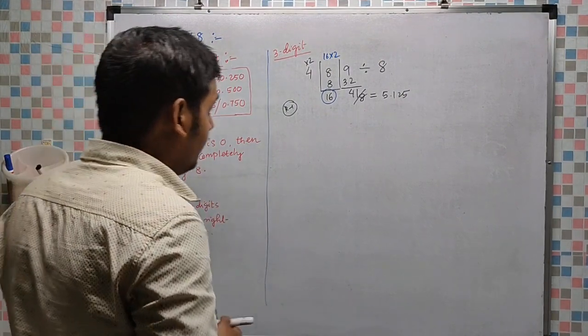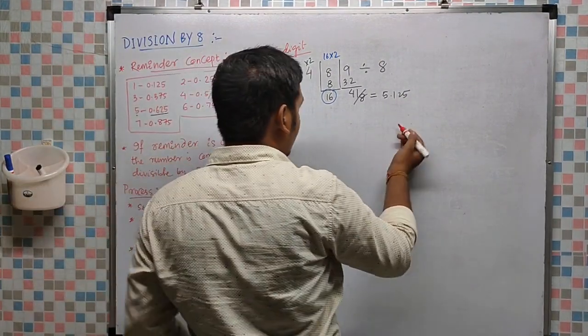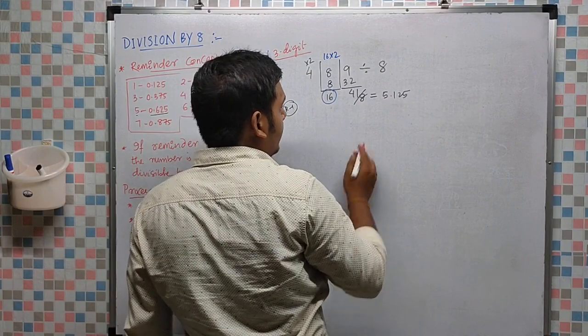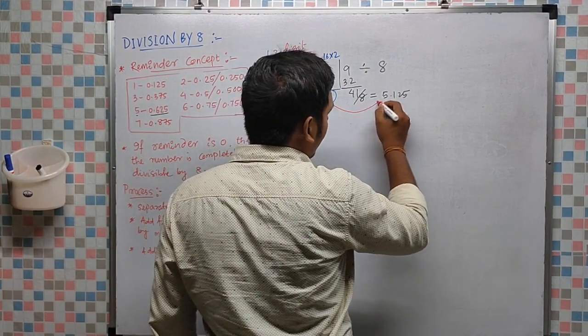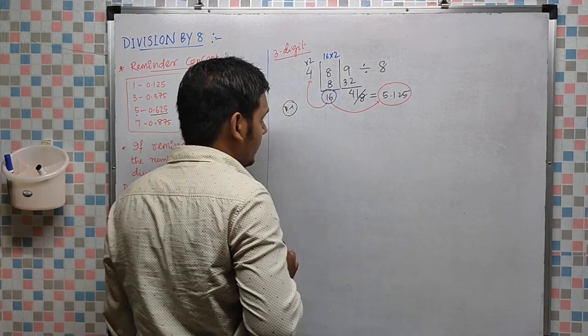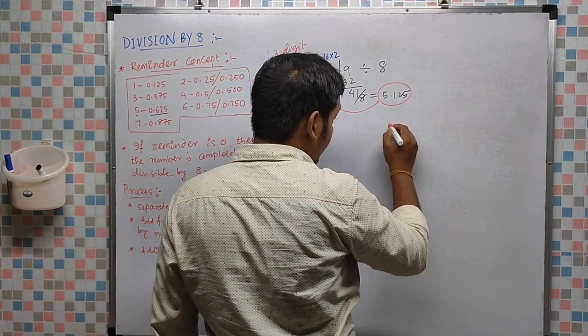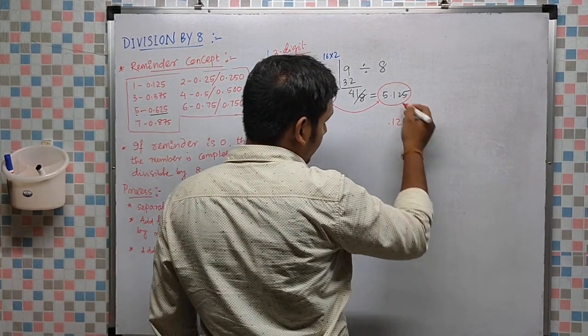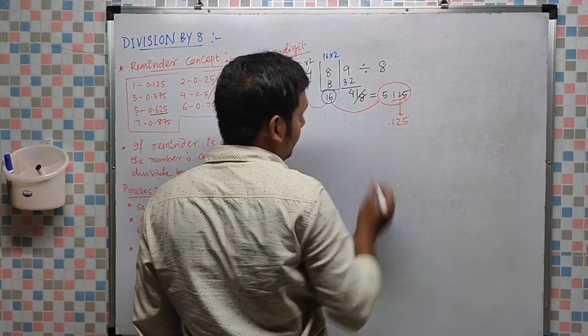You can see clearly here. This is the result we have done in 9. In case of 9 also, this unit digit is added with the result, and this tens place digit is added to its real digit. So what I have to do? First I have to write 0.125. This one you have to write fast.